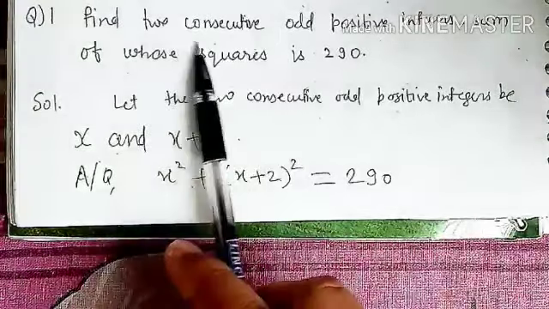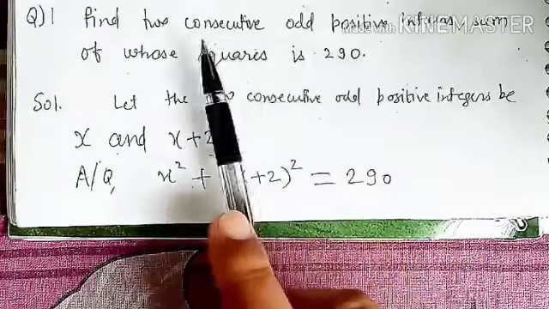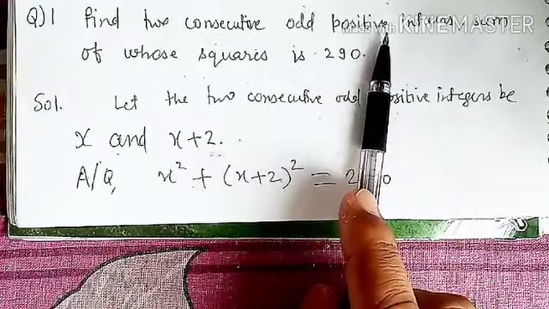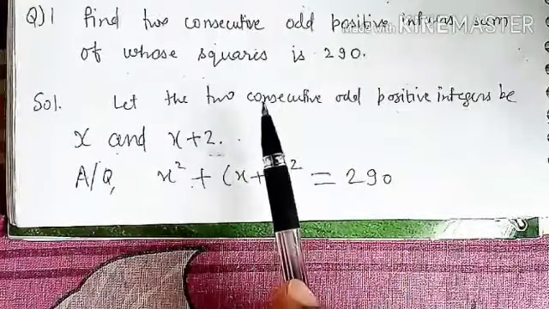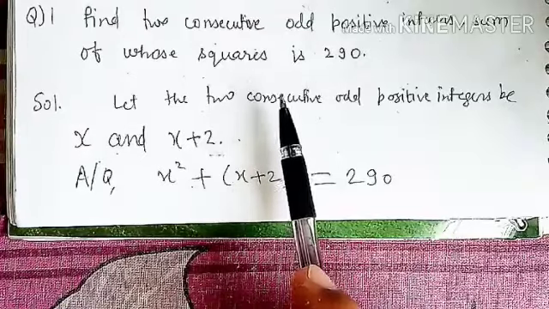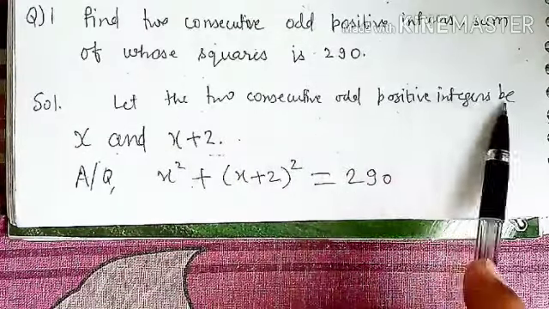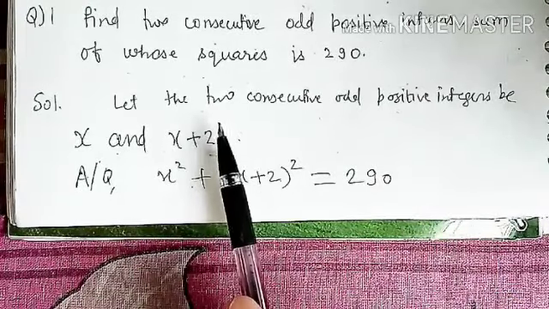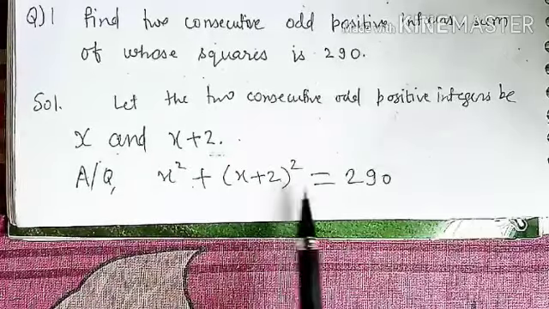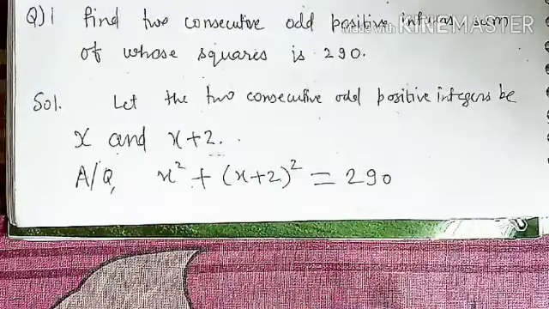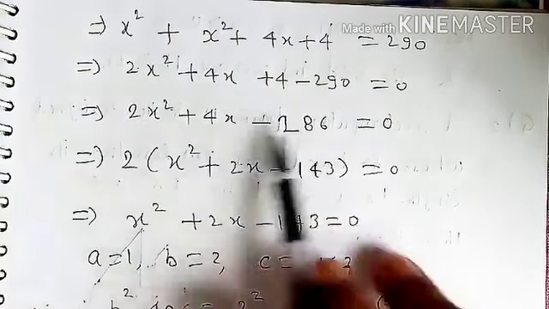Find 2 consecutive odd positive integers, the sum of whose squares is 290. Here, for 2 consecutive odd positive integers, if we take one as x, then the other is x plus 2, because 2 consecutive odd positive integers have a gap of 2. So let the 2 consecutive odd positive integers be x and x plus 2. It is said that the sum of their squares is 290. We write this and convert it into a quadratic equation.